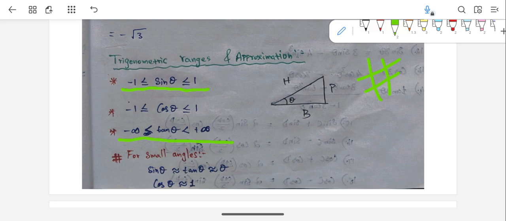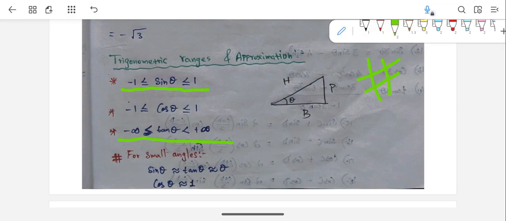Their ranges are between minus 1 to 1. That's it. Their values can't exceed 1. It can't be 2 or 1.5. For any angle, sine theta and cos theta values will be less than or equal to 1, or greater than or equal to minus 1. It can't be 1.1 or 1.2, even in the negative side it won't be. That is what we call trigonometric ranges: between what range their values will be.